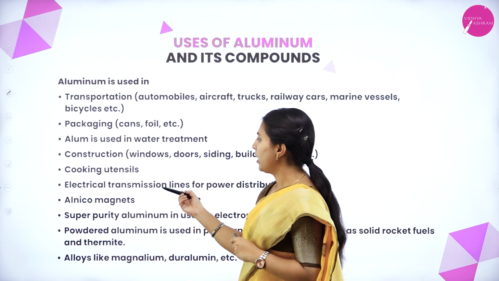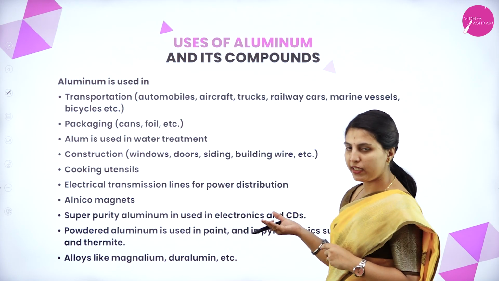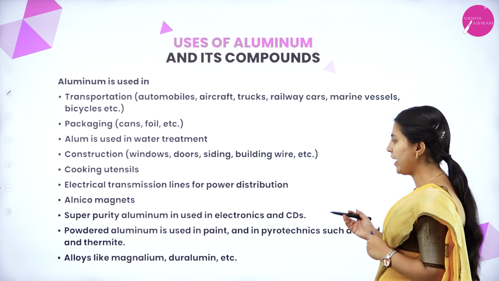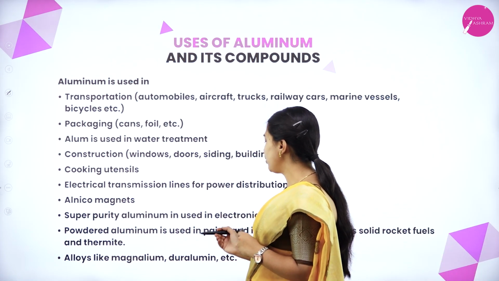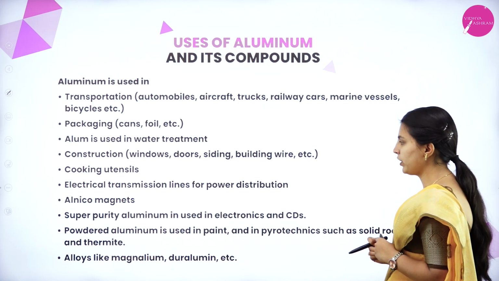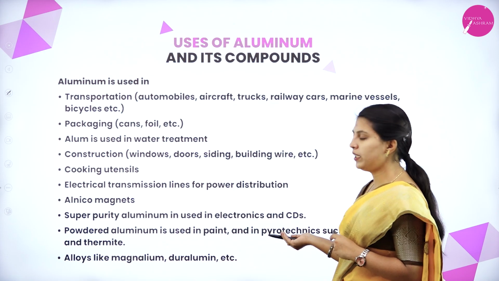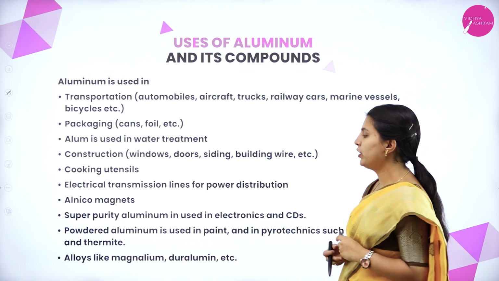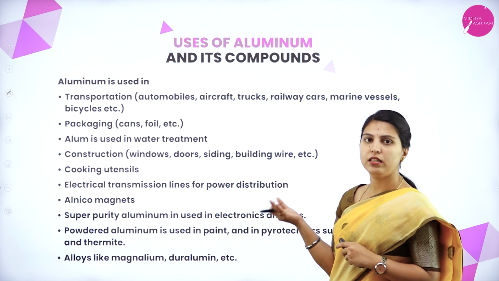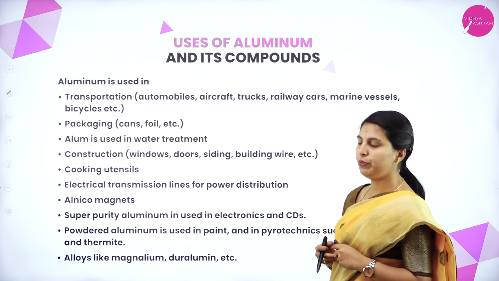Cooking utensils, electrical transmission lines for power distribution, alnico magnets, super purity aluminium used in electronics and CDs. Powdered aluminium is used in paint and pyrotechnics such as solid rocket fuels and thermite. Alloys like magnesium and duralumin also can be used. Usually this aluminium will be used mainly in daily life. So you can observe the uses of aluminium.